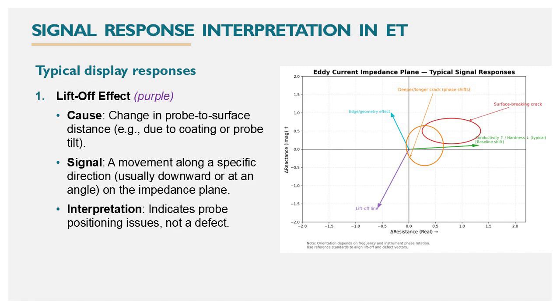Number 1 is lift-off effect, in this diagram labeled with purple color. Cause: change in probe to surface distance, such as due to coating or probe tilt. Signal: a movement along a specific direction, usually downward or at an angle, on the impedance plane. Interpretation: indicates probe positioning issues, not a defect.